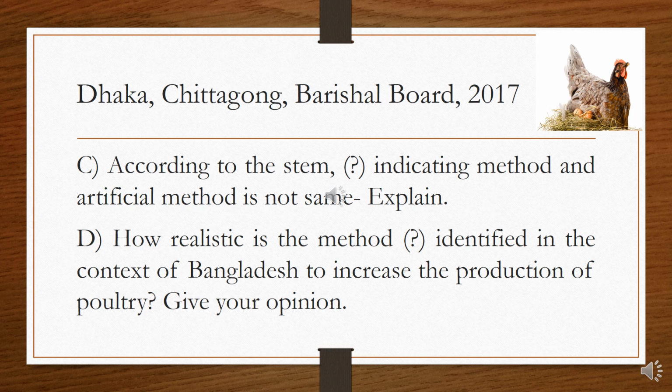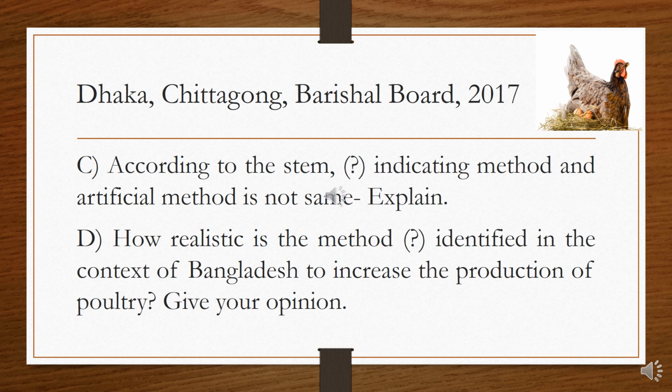For natural method, chicks are taken care of by mother birds. For artificial method, chicks are not taken care of by mother birds. For natural method, chicks become strong by this method. For artificial method, chicks may become weak by this method. So we can see that natural method and artificial method are not the same.